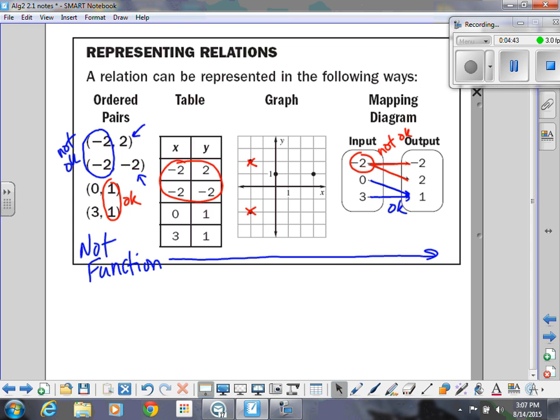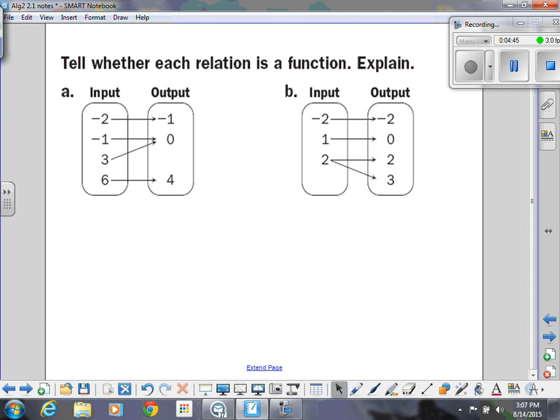So if we look at these two examples, in this first example, all of these inputs only branch to one output. So this would be a function. Whereas over here, this is okay, this one's okay, but 2 is mapping to 2 separate answers, 2 different outputs. So this is not a function.